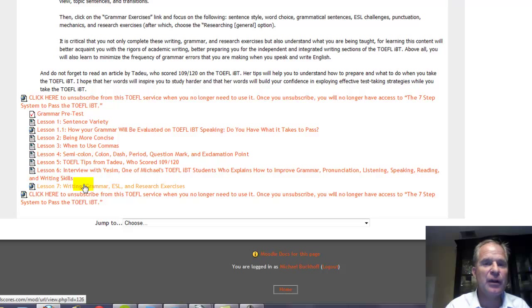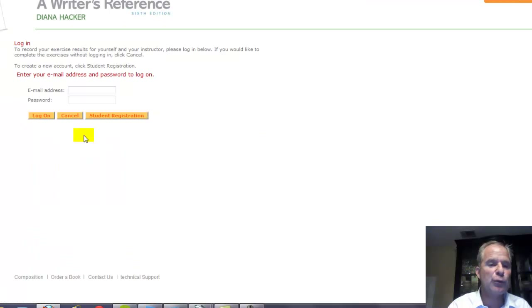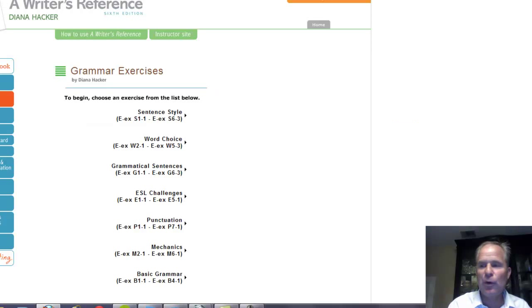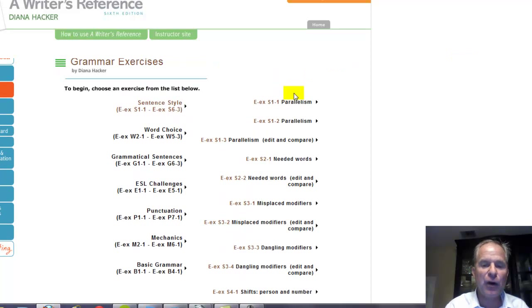Let me go ahead and click on this and show you a couple of things. What you want to focus on here, this is the website, A Writer's Reference by Diana Hacker. If it asks you to log in, just put cancel, and you don't need to worry about that. What you want to do now is focus on all of these areas, everything from sentence style to word choice, grammatical sentences, ESL challenges, punctuation mechanics, and basic grammar. For example, once you click on sentence style, you can focus on parallelism, needed words, misplaced modifiers, and on and on.